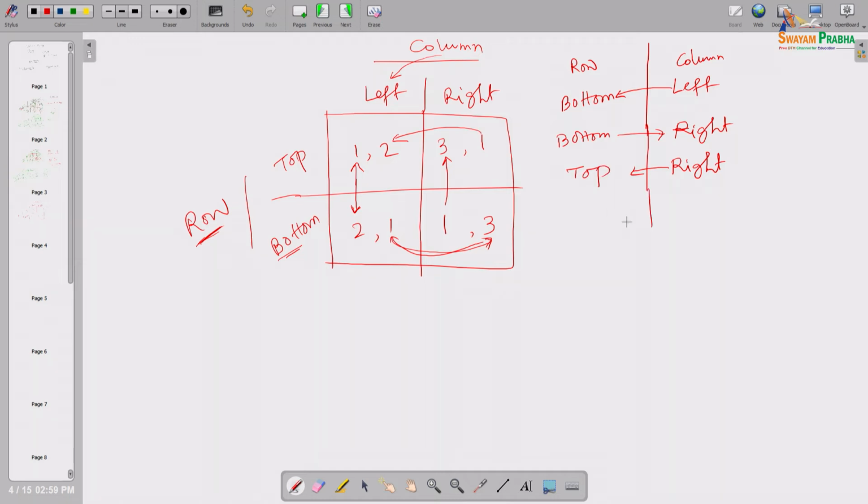Now, given top for row, what is the best for column? If column knows that row is going to choose top, column will compare between 1 and 2. So, this is left. Left is the best for column.